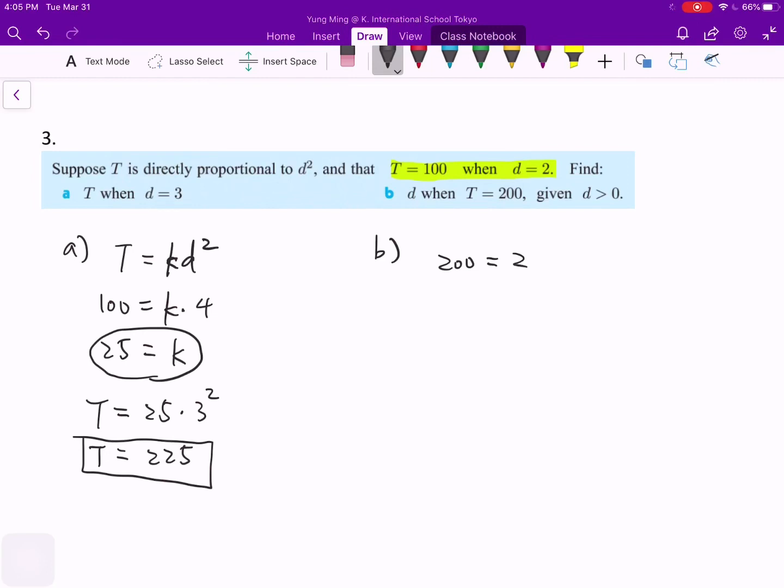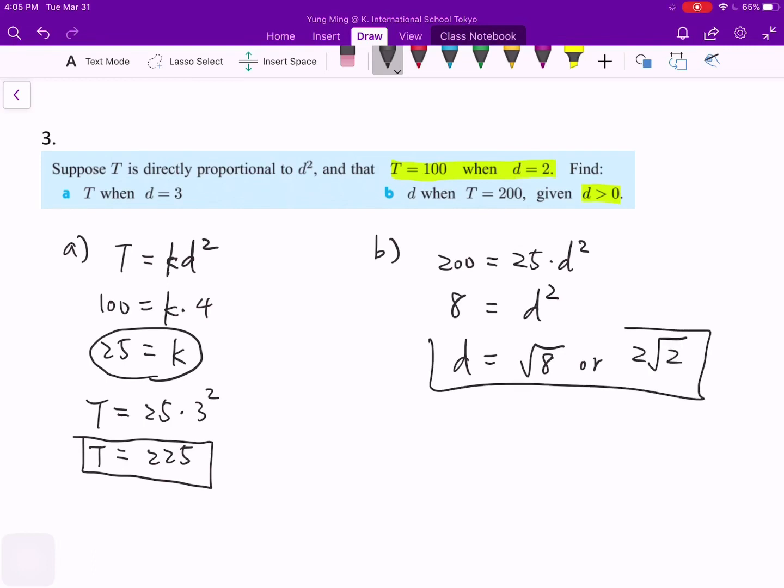200 is equal to 25 times d squared. We're going to solve for d squared. Notice that in this case, they mentioned that d is greater than 0, so we won't have plus or minus, despite the fact that we have d squared. When we divide that through, we get 8 equals d squared. Again, when we square root, we don't need to worry about the minus case because our d is greater than 0. So we'll have d is equal to square root 8. You can leave it like that, or you can write it as 2 root 2. And that's our answer for this question.